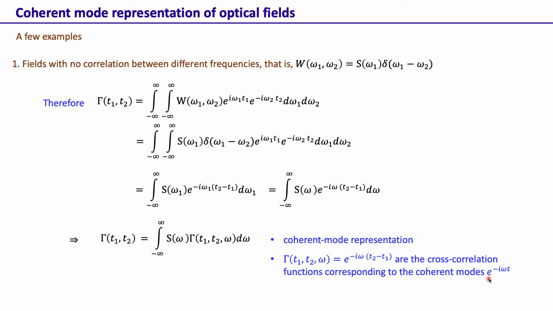That means the field is e to the minus i omega t, and so for this monochromatic field the cross correlation function is essentially e to the minus i omega (t2 minus t1), with no ensemble averaging. So that's a coherent mode, and we are writing this particular cross correlation function in terms of this coherent mode representation.